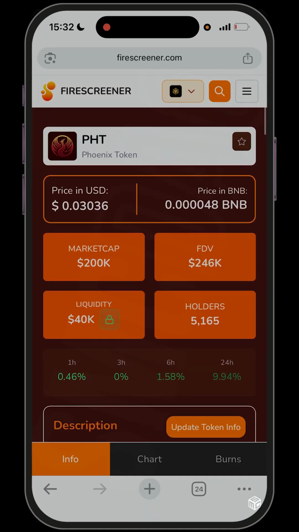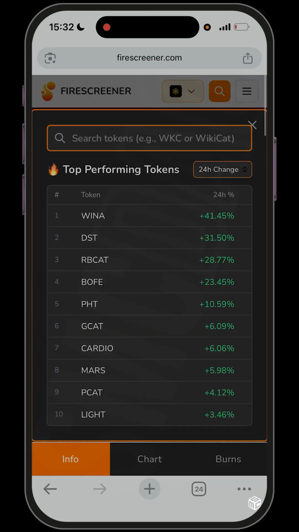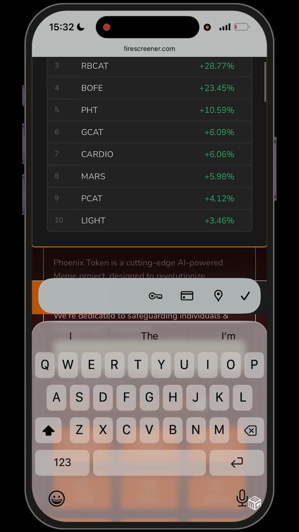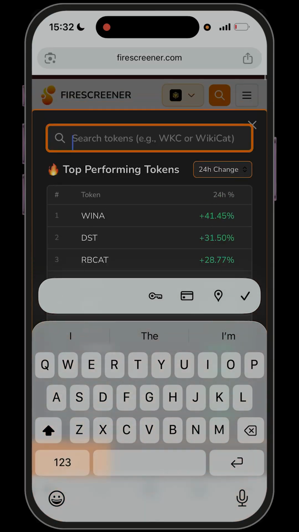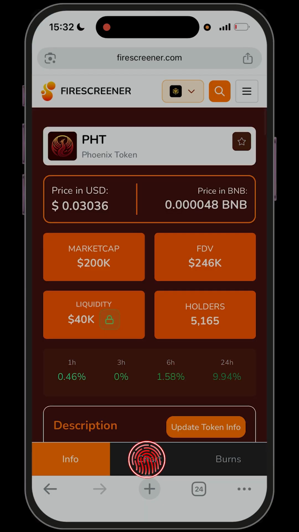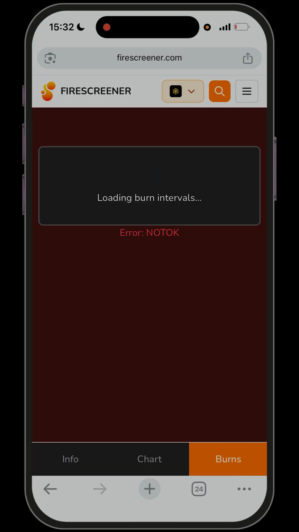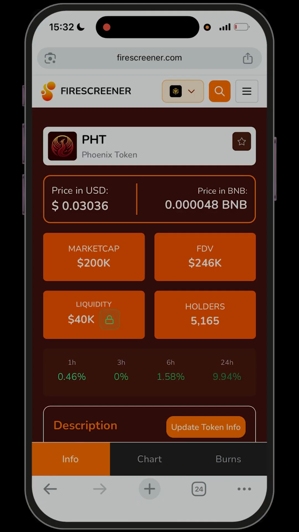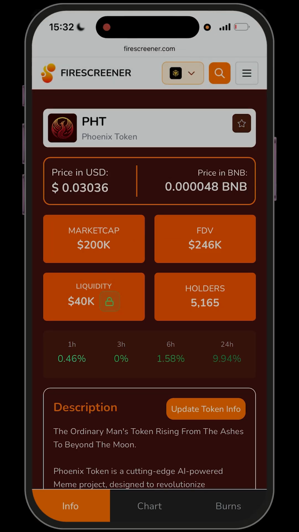Copy the CA and paste it here. Just copy the CA, paste it here, and search for the token. You could also see top performing tokens here. You can see top performing tokens in here by yourself, and maybe choose any one. You could also check charts like I did for Wiki Cat and the burns, and so far 21 burns for Phoenix token. That is pretty much it for Firescreener.